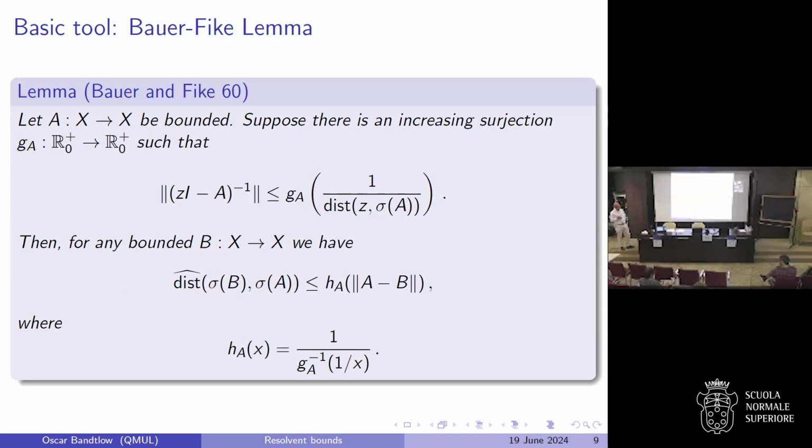every spectral point of B is within a calculable distance to the spectrum sigma of A. And how do you calculate this number over here? It only depends on the difference in operator norm of A and B, and it depends on this function h_A. And how do you find this function h_A? It is given by this function. So g is a surjection, g_A inverse is the inverse function of g_A, and h_A(x) is simply the reciprocal of g_A inverse evaluated at the reciprocal of x.